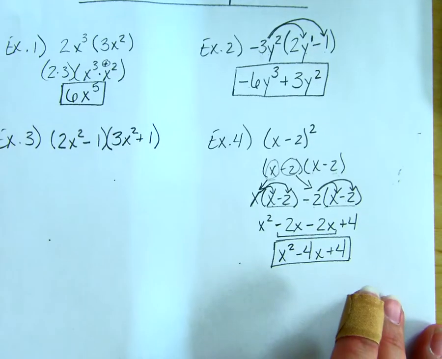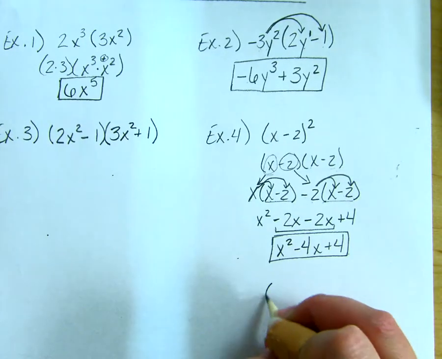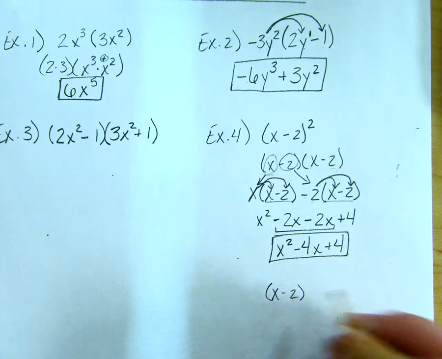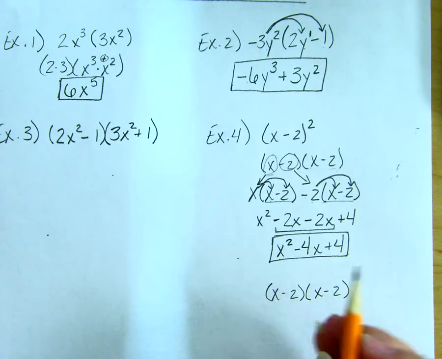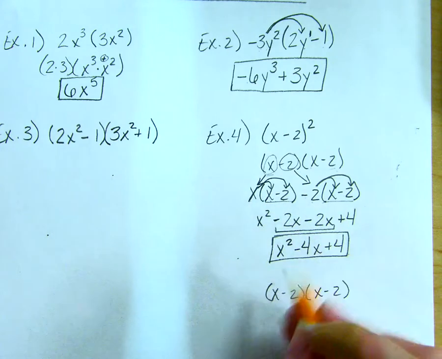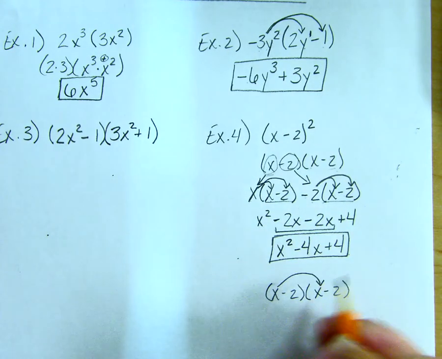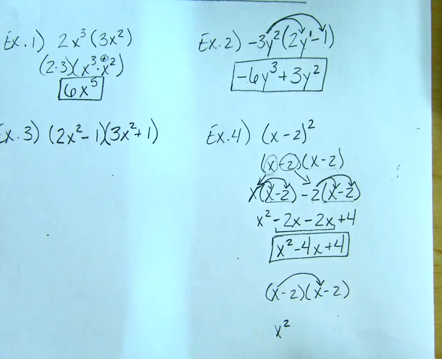Now, another way that I could have done this is with just arrows. I could have written x minus 2 times x minus 2. And I could have just drawn arrows to show this multiplication here. So x times x is x squared.